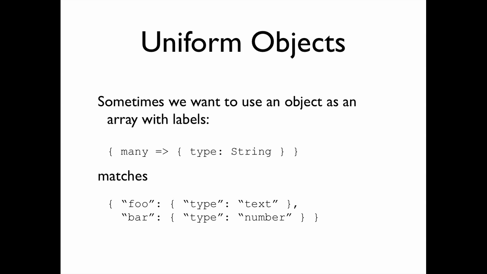So extending that to objects, a common case with objects is analogous to the uniform array. You can have a uniform object that just has arbitrary key names, and the values all match a particular pattern. Originally I called it object of, but I changed it to something more flexible. You can write many and a rocket.